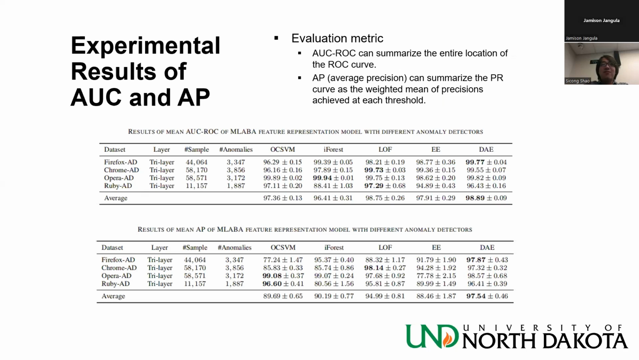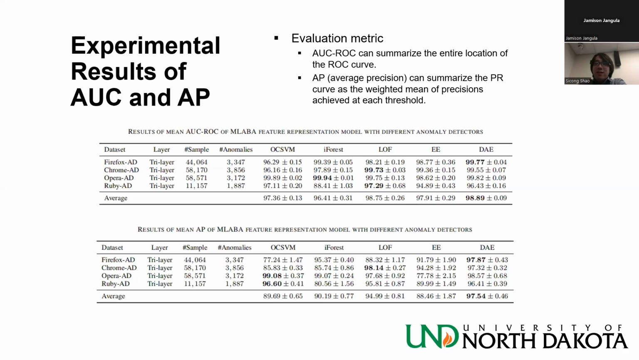And as you can see, most of the anomaly detection algorithms achieve good results, which validates the effectiveness of the MLBA feature representation model. But as you can see, the denoising autoencoder is still obviously better than other approaches. Basically, we repeated the experiments 15 times, because we also want to consider the stability of the different approaches. So as you can see, we also have a standard deviation in the results.